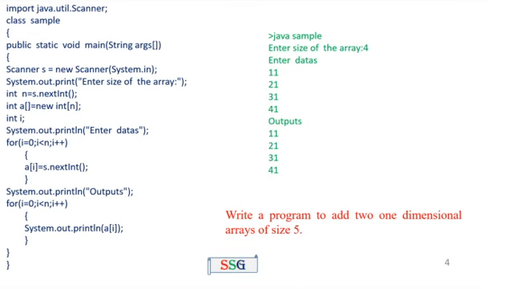Next, you have to try one program. Write a program to add two one-dimensional arrays of size equal to 5. For example, you are taking two one-dimensional arrays. The first variable is a and the second variable is b. The size of a is 5 and the size of b is also 5. Your task is adding these two one-dimensional arrays, a plus b. Okay, you will try the program.